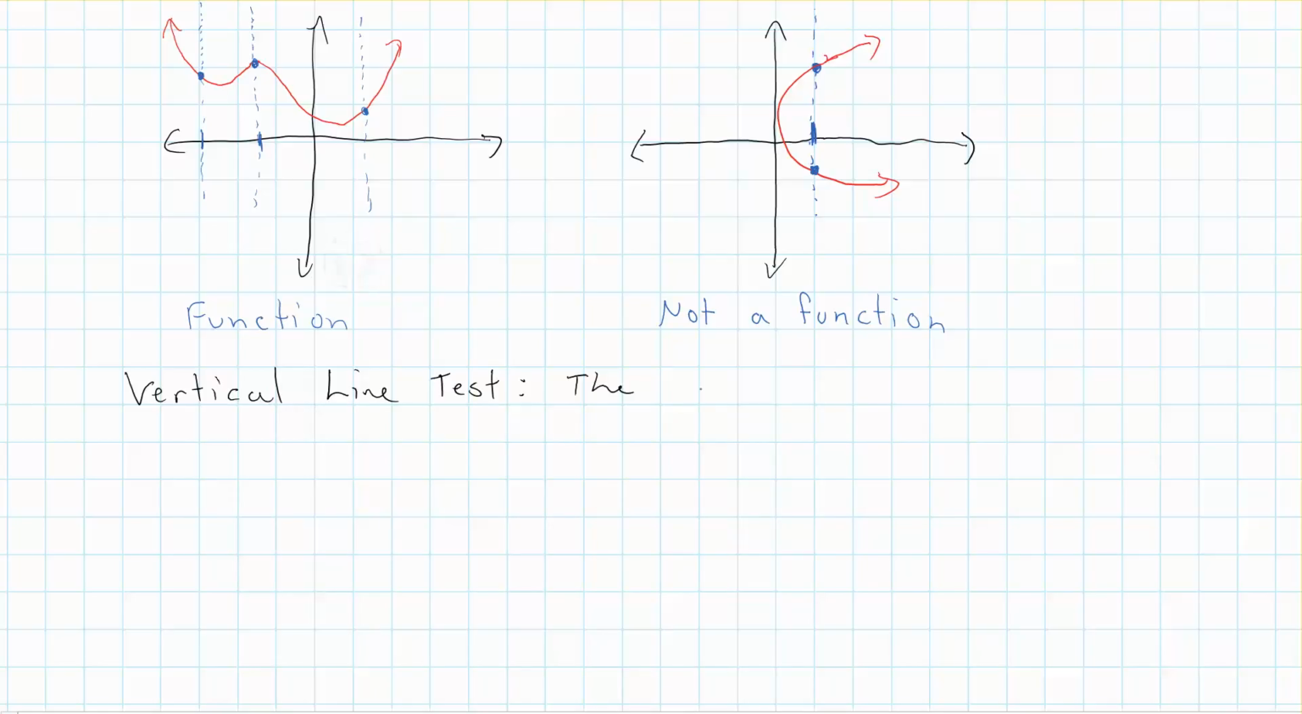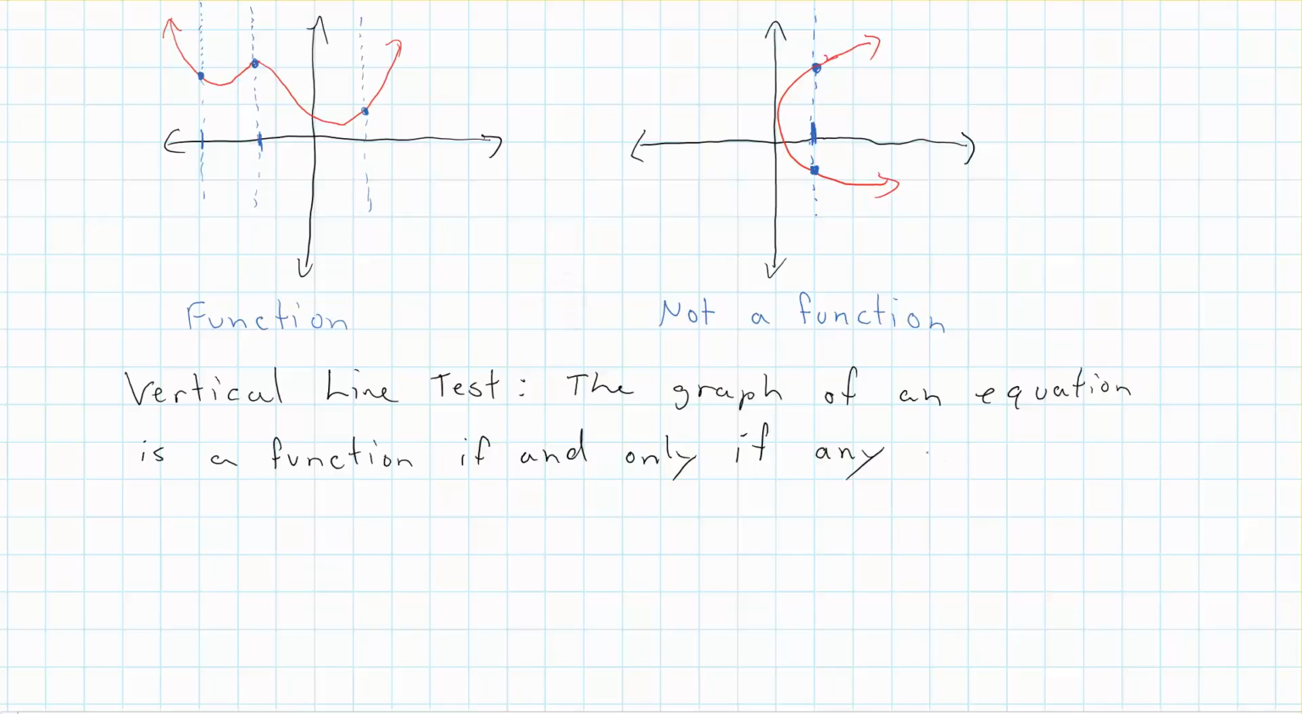So the vertical line test is: the graph of an equation is a function if and only if any vertical line drawn touches at most 1 point on the graph.